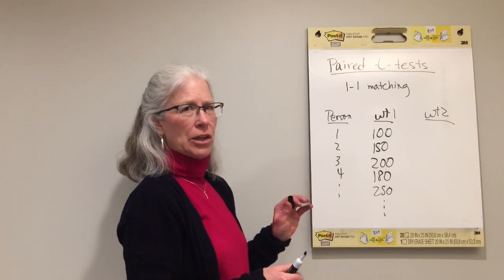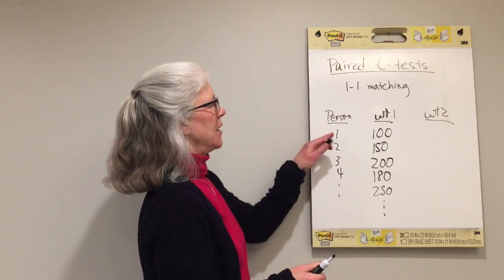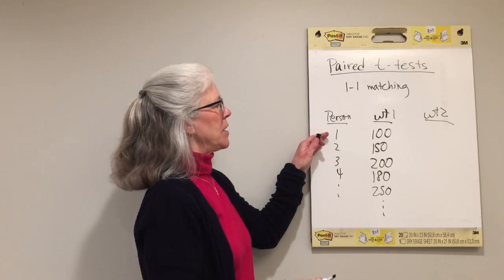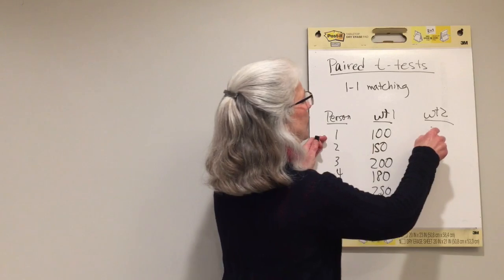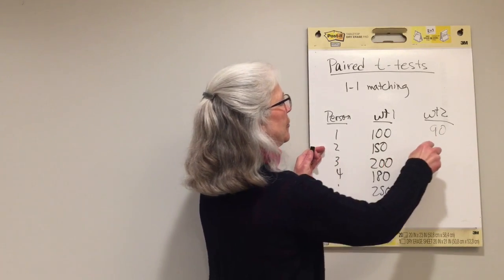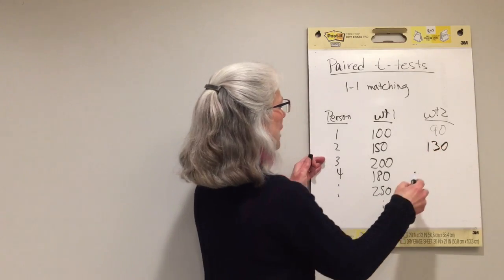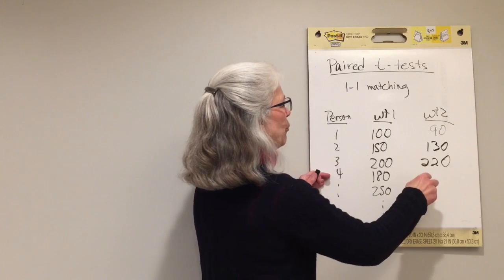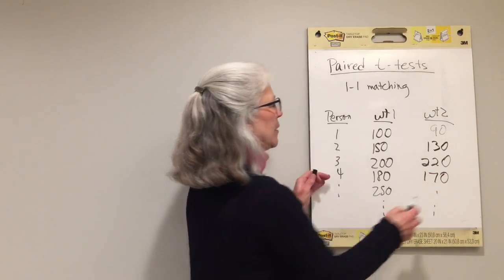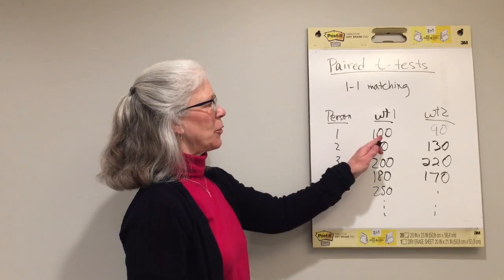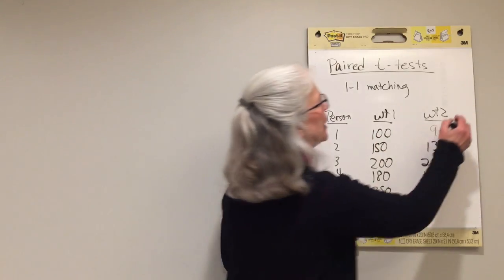But if we have a paired samples t-test, then we're measuring the same people at 2 points. So we measure person 1 at time 1 and again at time 2. We measure person 2 at both times. We measure person 3, they gained weight. We measure person 4, and so on. So with a paired t-test, we're not looking at their weight at time 1 or their weight at time 2. We're looking at the difference.